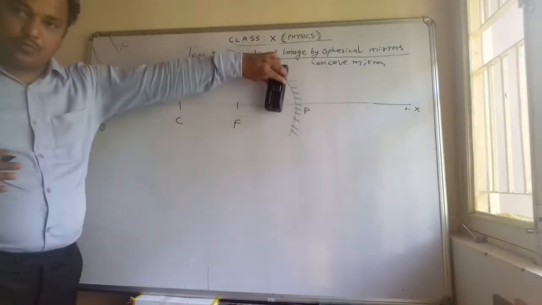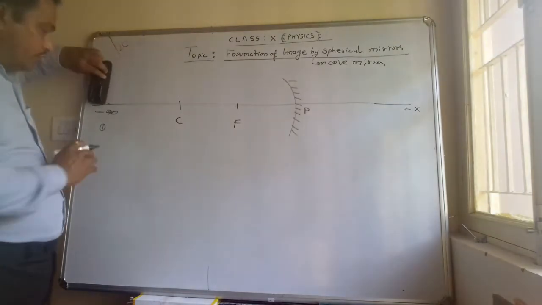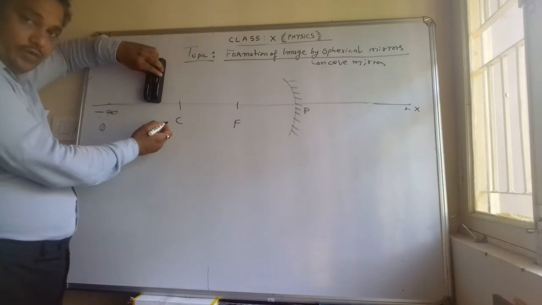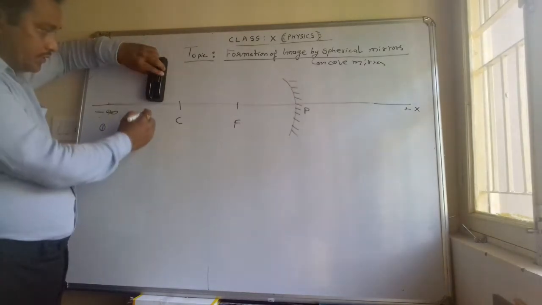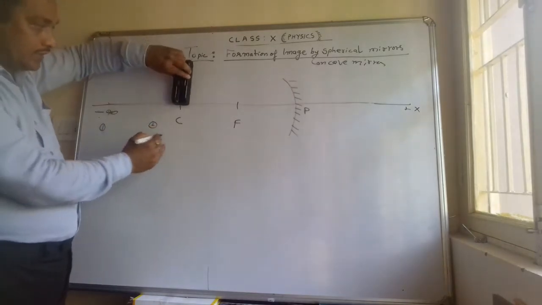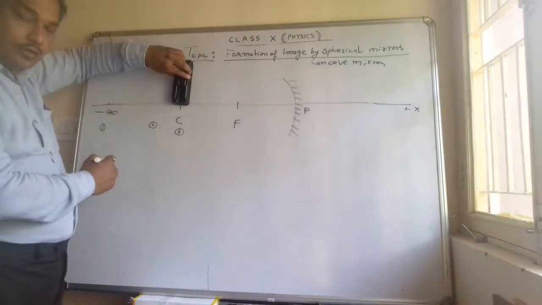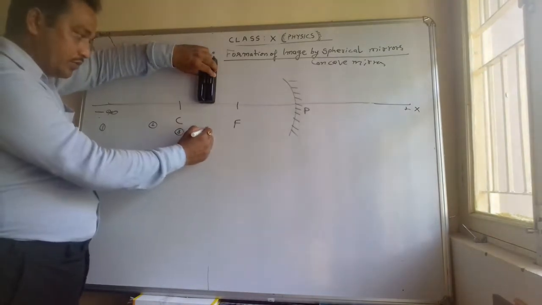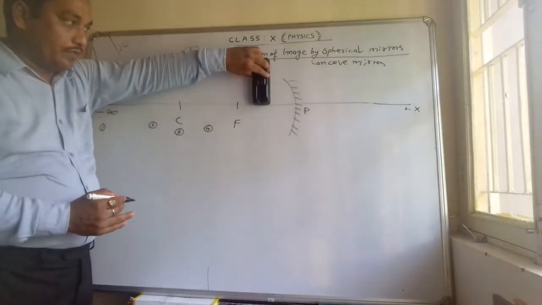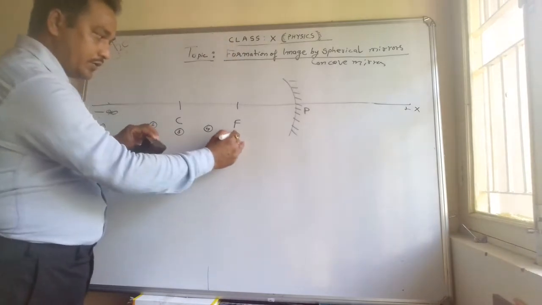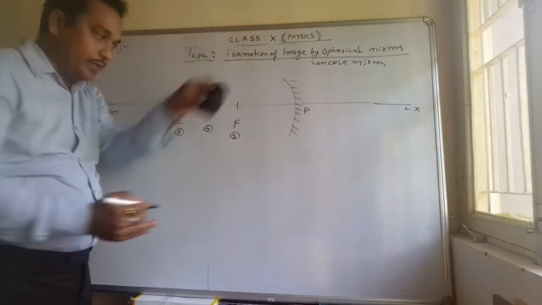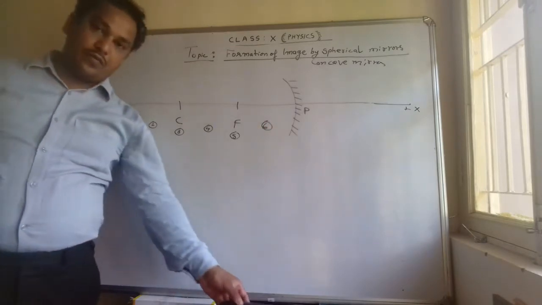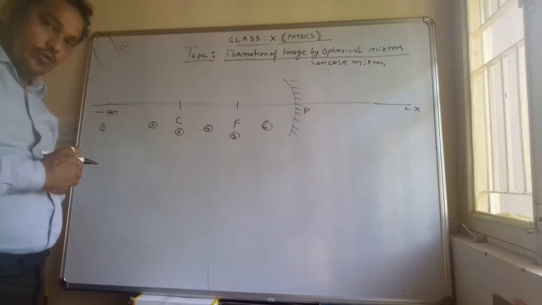and it will be gradually moving towards the pole. So the first case is when it is placed at infinity, second when it is placed near C, we call it beyond C. This is the second case, and the third case is when it is at C, at the center of curvature, then between C and F, between the center of curvature and the focus. Fourth case, then at the focus it is kept, and after that between F and P, sixth case.